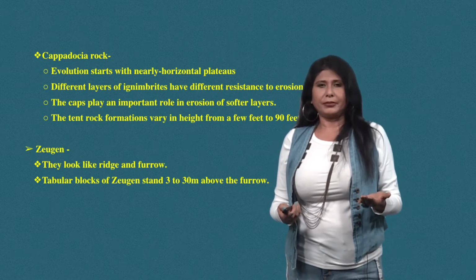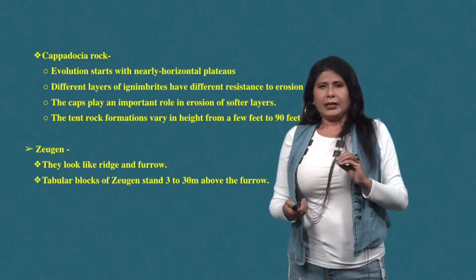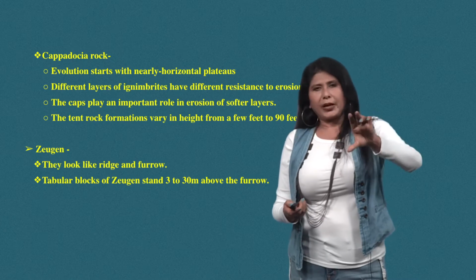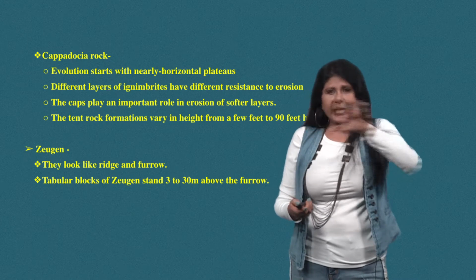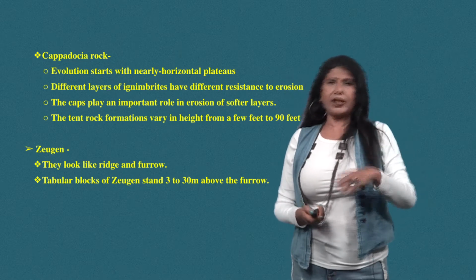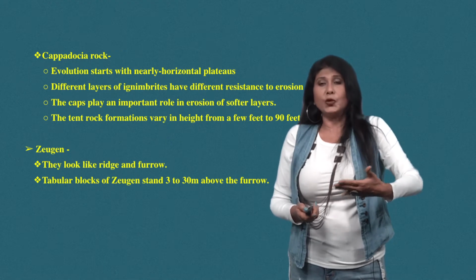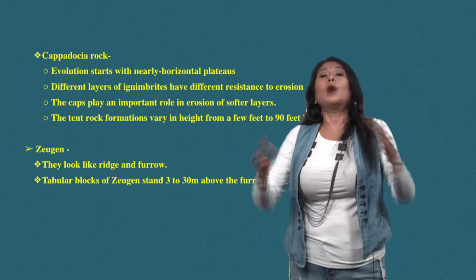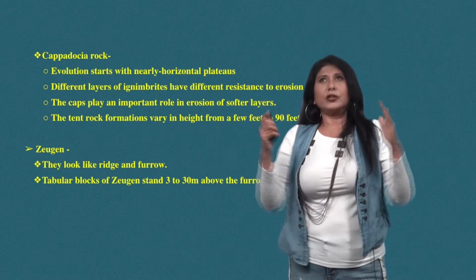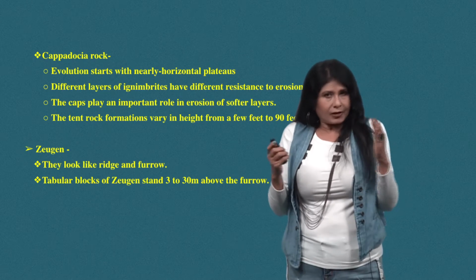they look quite beautiful, but they are formed only in certain areas where there are nearly horizontal plateau areas with different layers of resistance of rock. The cap rock plays a very, very important role. The softer layer is below, and in due course of time you have this kind of feature, which looks like a rocket, the fire rocket that we play with in Diwali. It looks like that.